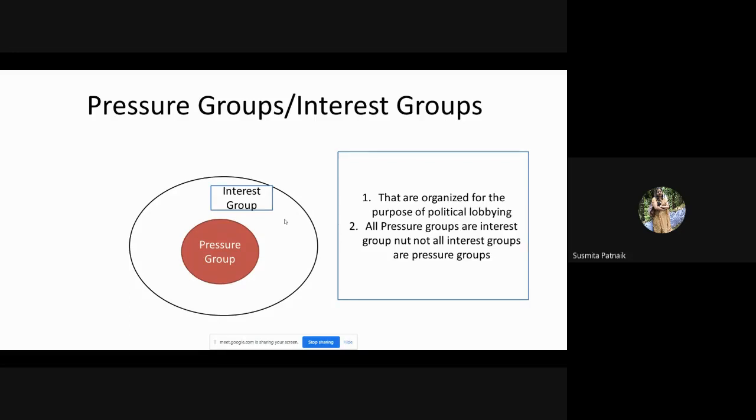So in the Indian political system, there is no basic difference between pressure groups and interest groups. But generally, or literally, the pressure group is a subset of interest groups. Any doubt, students?